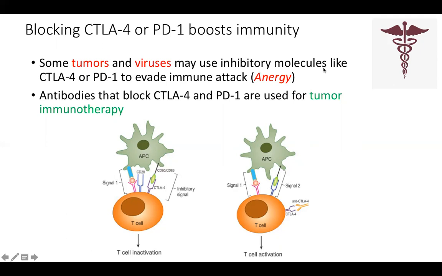So they use the same pathway, CTLA4, to evade the immune attack by inducing peripheral anergy. So anergy हो जाता है, नहीं मार पाता है.